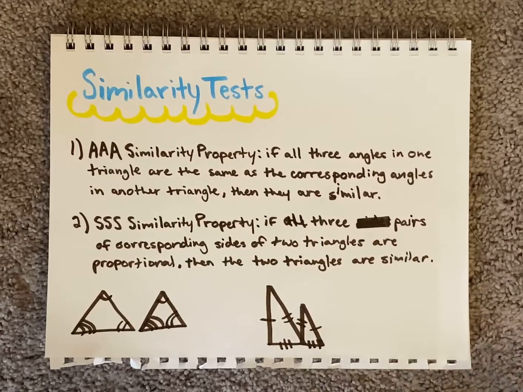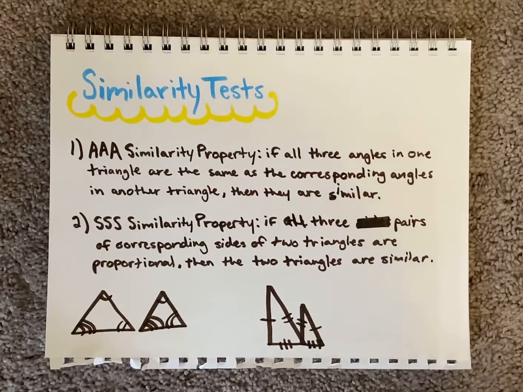Now I want to do a quick review of some property rules that we'd previously gone over, just so we could see how we could use them for similarity tests for triangles. First, I want to go over the AAA or angle similarity property rule that I previously mentioned. This rule states that if all 3 angles in one triangle are the same as the corresponding angles in another triangle, then these triangles are similar.